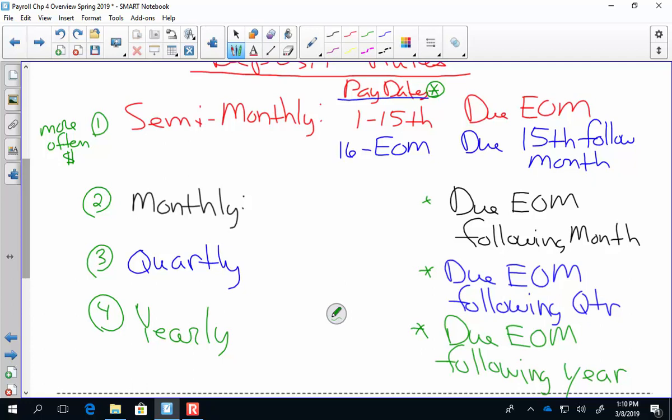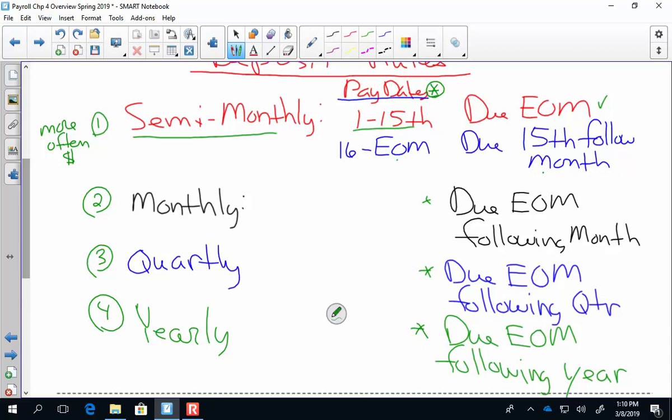So looking at the semi-monthly, if I have a payroll that lands between, let's just say March 1st and March 15th, it's due by March 31st. If I have a payroll that runs between March 16th and the end of March, I have until April 15th to make that deposit. So that's basically how it works on the semi-monthly.